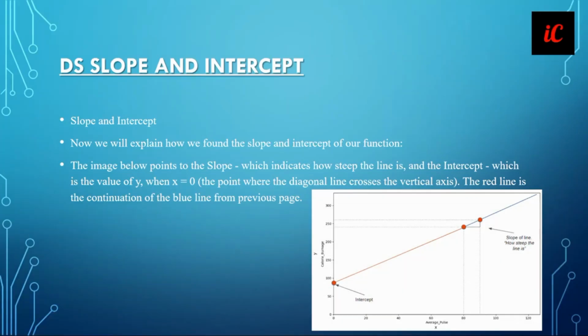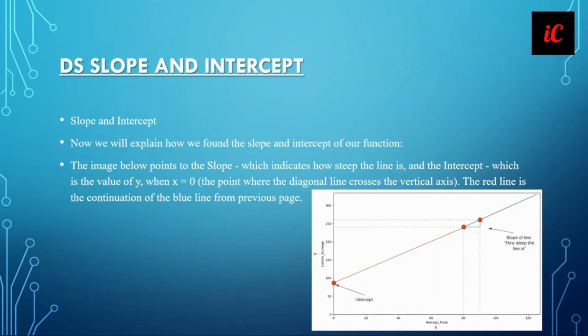Today we are going to study about slope and intercept. We have already studied a few things related to slope and intercept in the last session. Now we will study more. We will now explain how we found the slope and intercept for our function. The image is already available here, which shows the value of y.